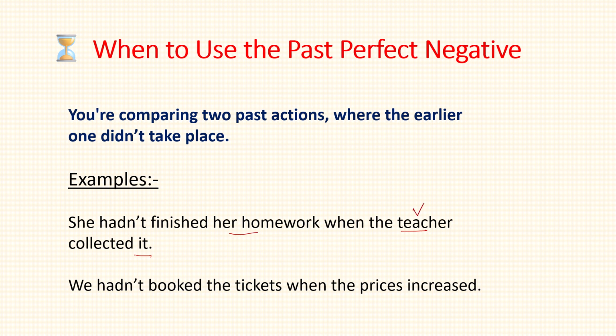We hadn't booked the ticket when the prices increased. Means when the prices were increased, our booking was not done. Means this action was incomplete before this action took place. So these are the part of the past perfect negative tenses.